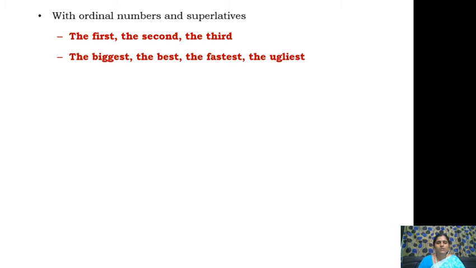With ordinals and superlatives: the first, the second, the third, these are called ordinal numbers. And before these numbers, we use the. And also before superlatives, like the biggest, the best, the fastest, the ugliest. Before such superlative adjectives also, we use the.